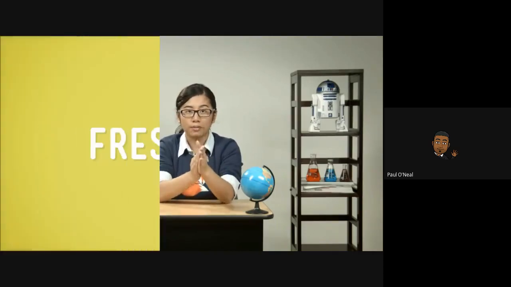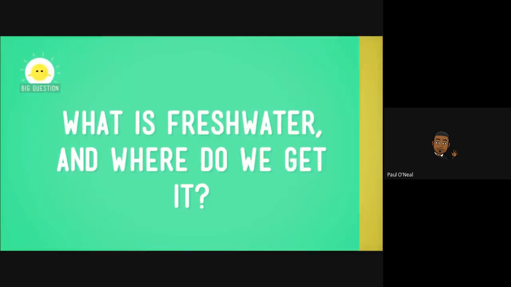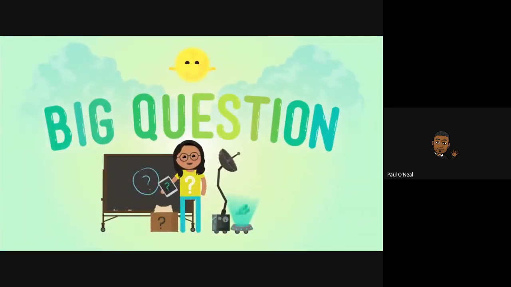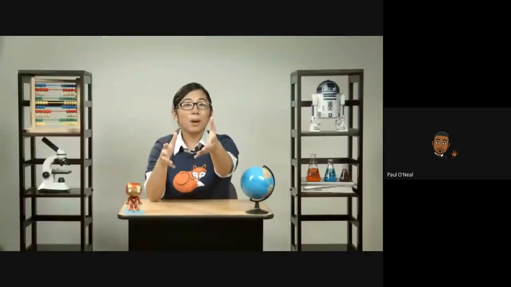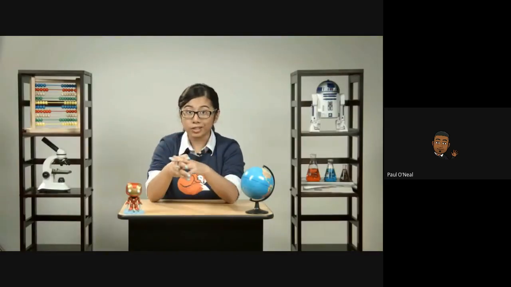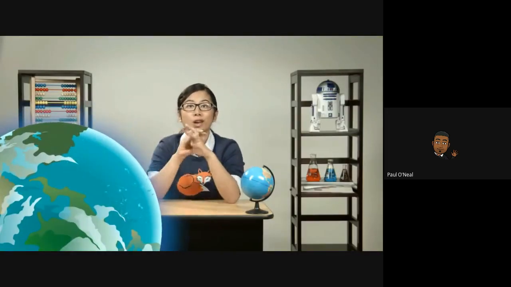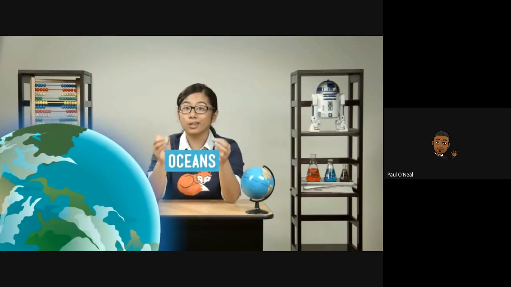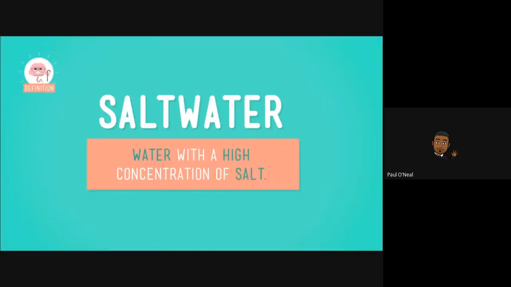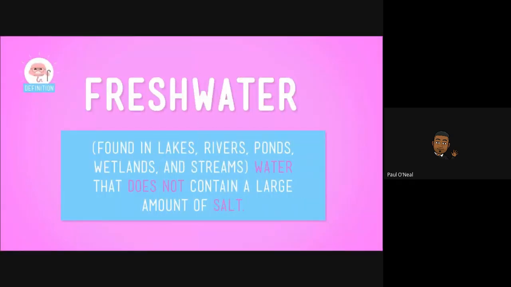Because for all the water we have, there's one kind of water that we need to keep us alive, and that's fresh water. So what is fresh water and where do we get it? Well, it's probably easier to start with where it's not. Most of the water on Earth is in the oceans. They're huge, and they're also full of salt. So most of the water on Earth is actually salt water. By contrast, fresh water is found in lakes, rivers, ponds, wetlands, and streams, and it contains very little salt.